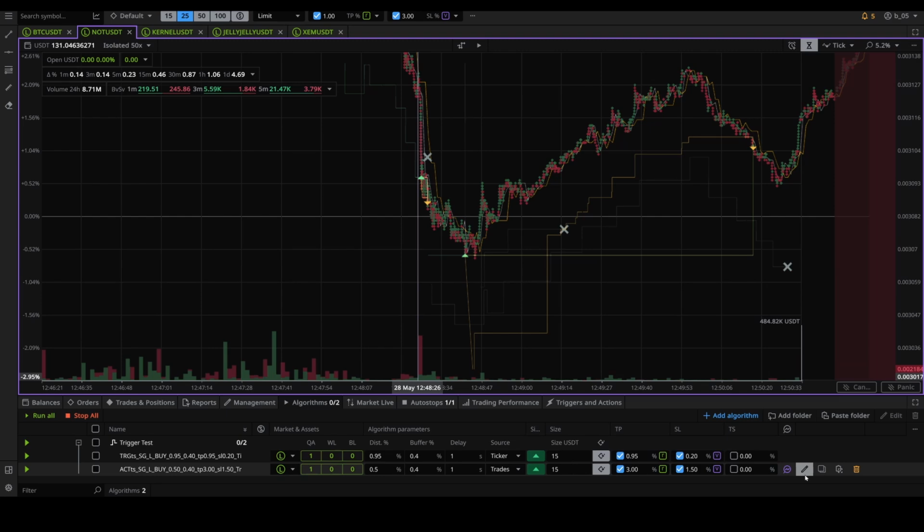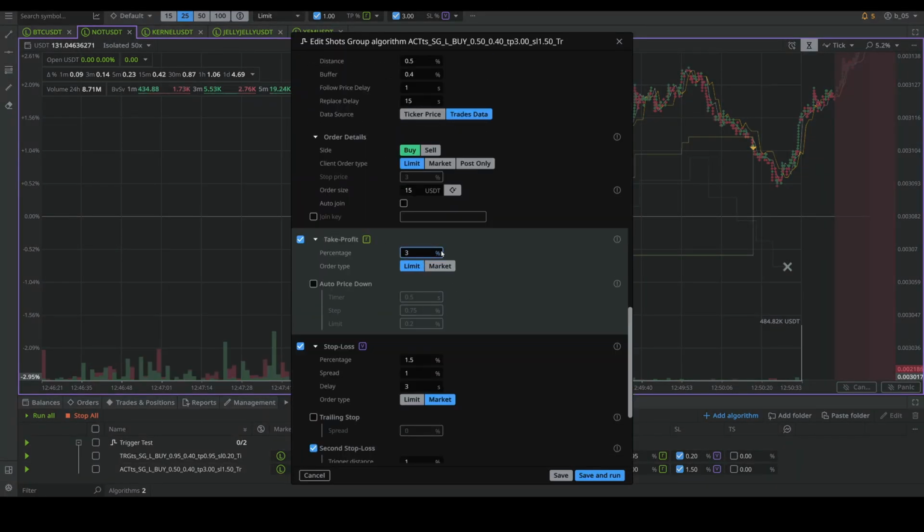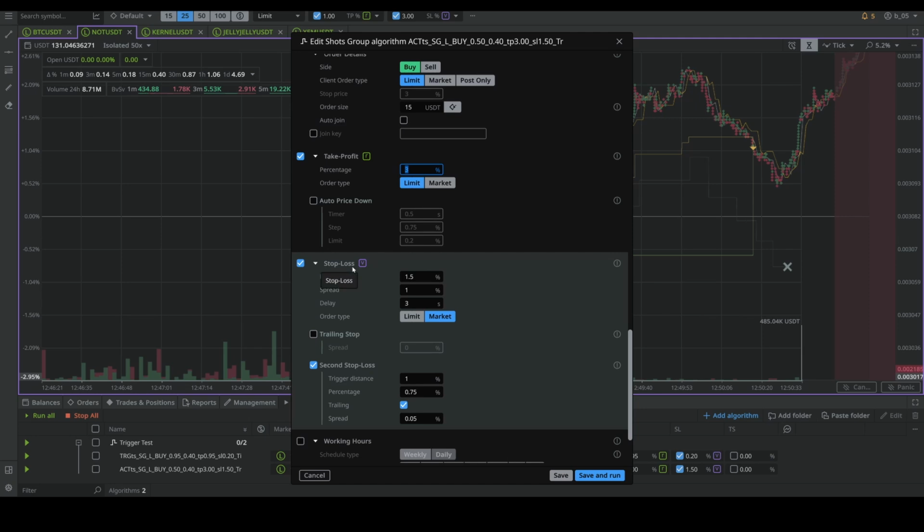Let's see what we also have in this algorithm. Here we have a take profit of 3%. And that's pretty greedy, but I'll explain why in just a second. For a stop loss, I have a 1.5% with a delay of 3 seconds, just to allow for a little bit more movement of the price in the unfavorable direction before it turns around.